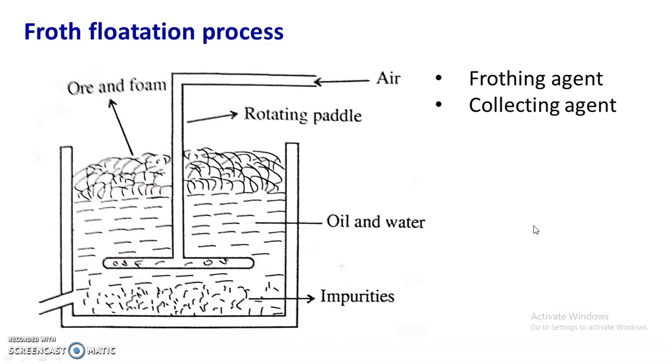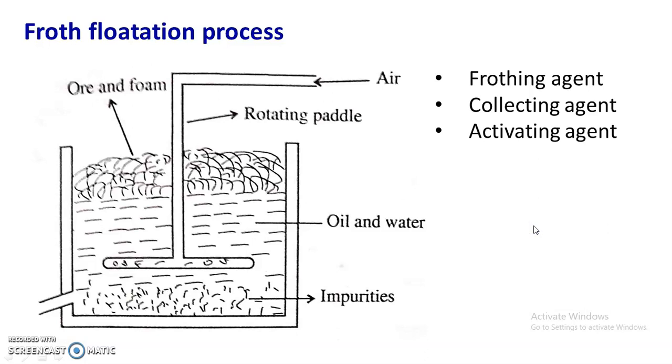Now for non-sulfide ores, oleic acid is used as a collecting agent, and for sulfide ore, potassium ethyl xanthate is used as a collecting agent. So this is about the collecting agent.